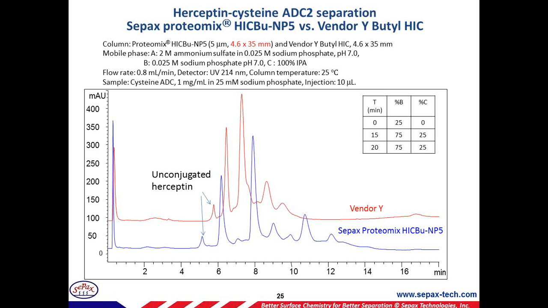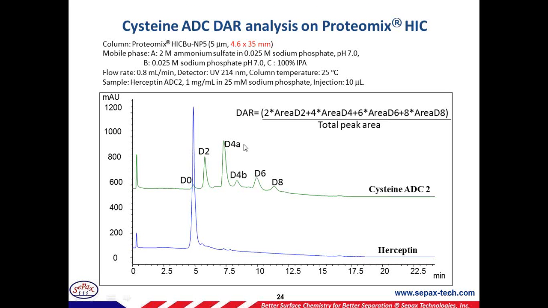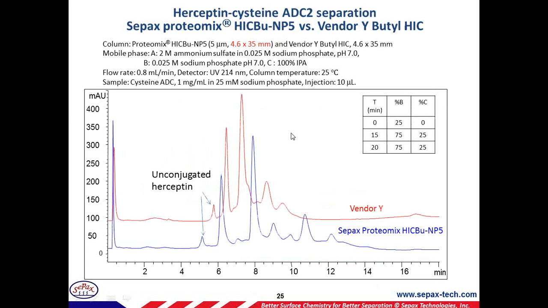And in the next section, we actually will be talking about collecting some of the peaks and then reducing the sample and running it on the reverse phase to see the different subunits, how the drug loads conjugate to those subunits. All right, that's the HIC.